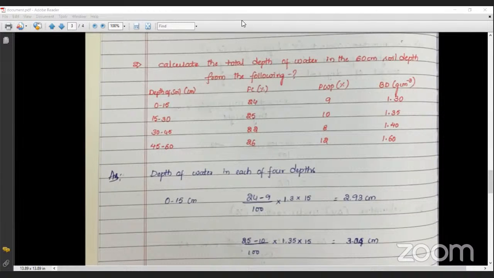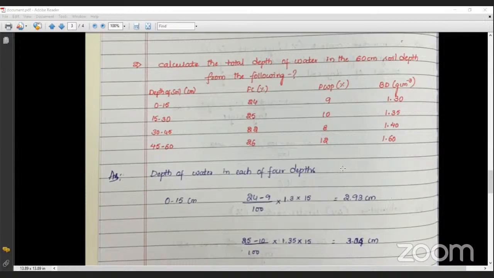Excuse me, sir, what if they don't give us the bulk density? Then what should we assume at that time? Yes, 1.5. If they have not given it, what is the normal bulk density value, BD, on an average? So 1.5. Yes, okay. What is the particle density? It is around 2.6. If they have not given the bulk density value, then you have to consider it as 1.5 only.